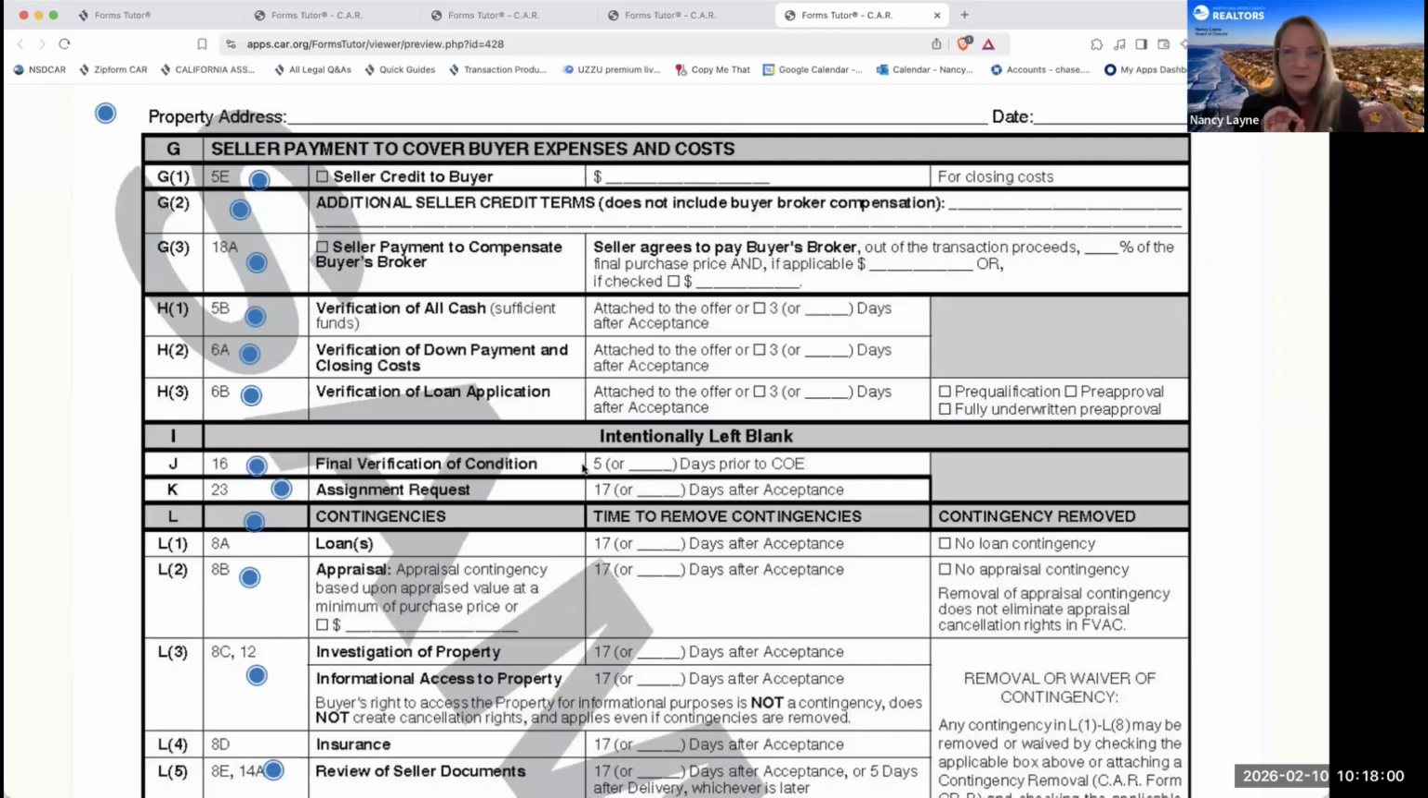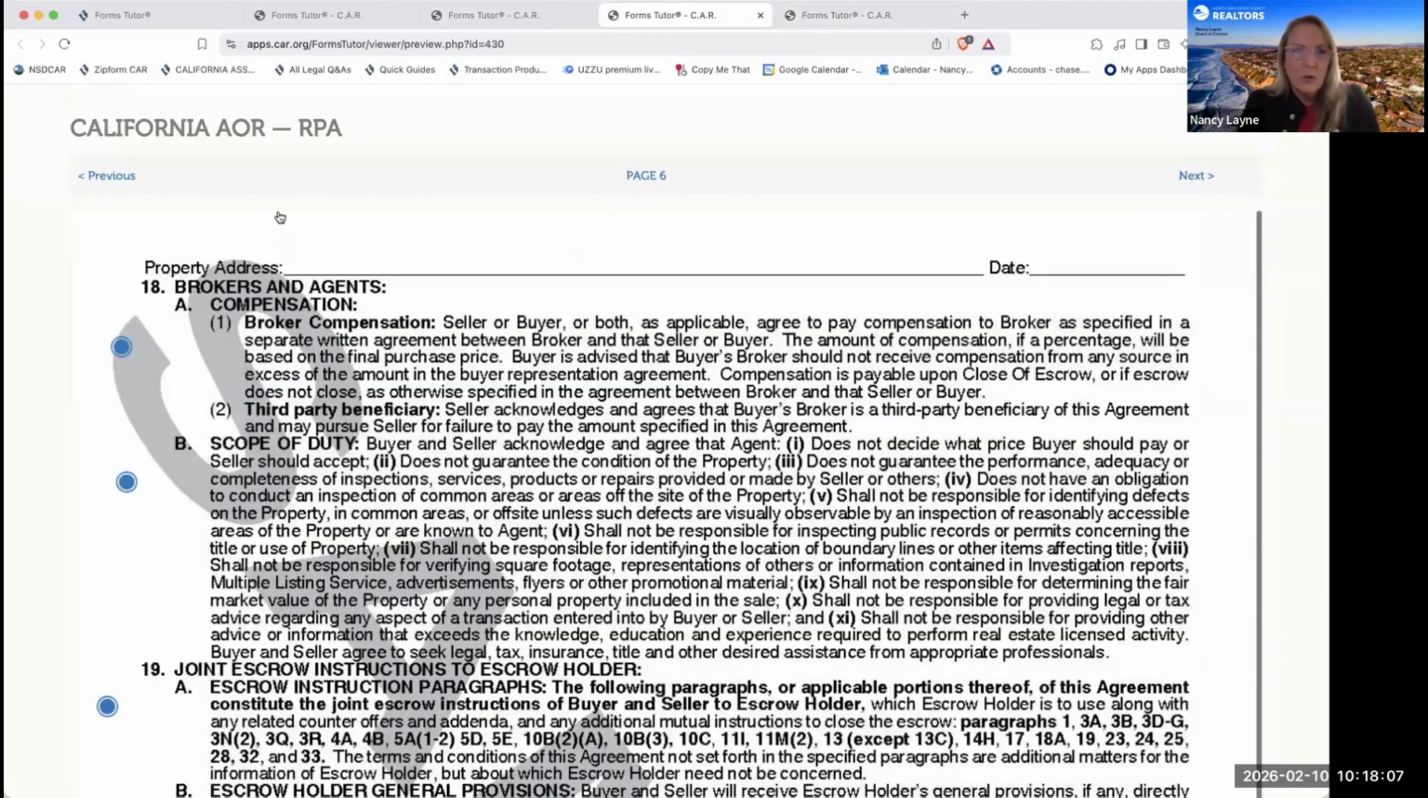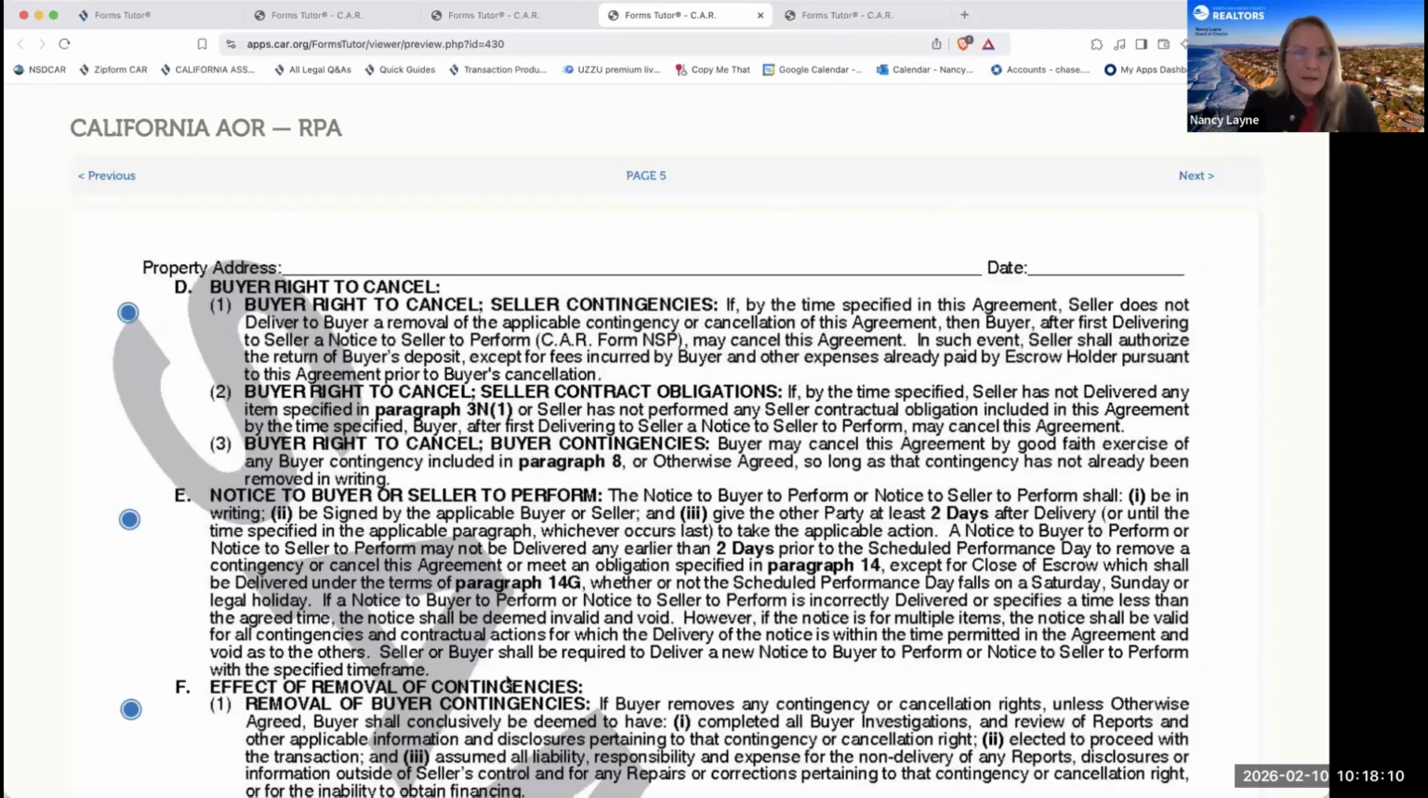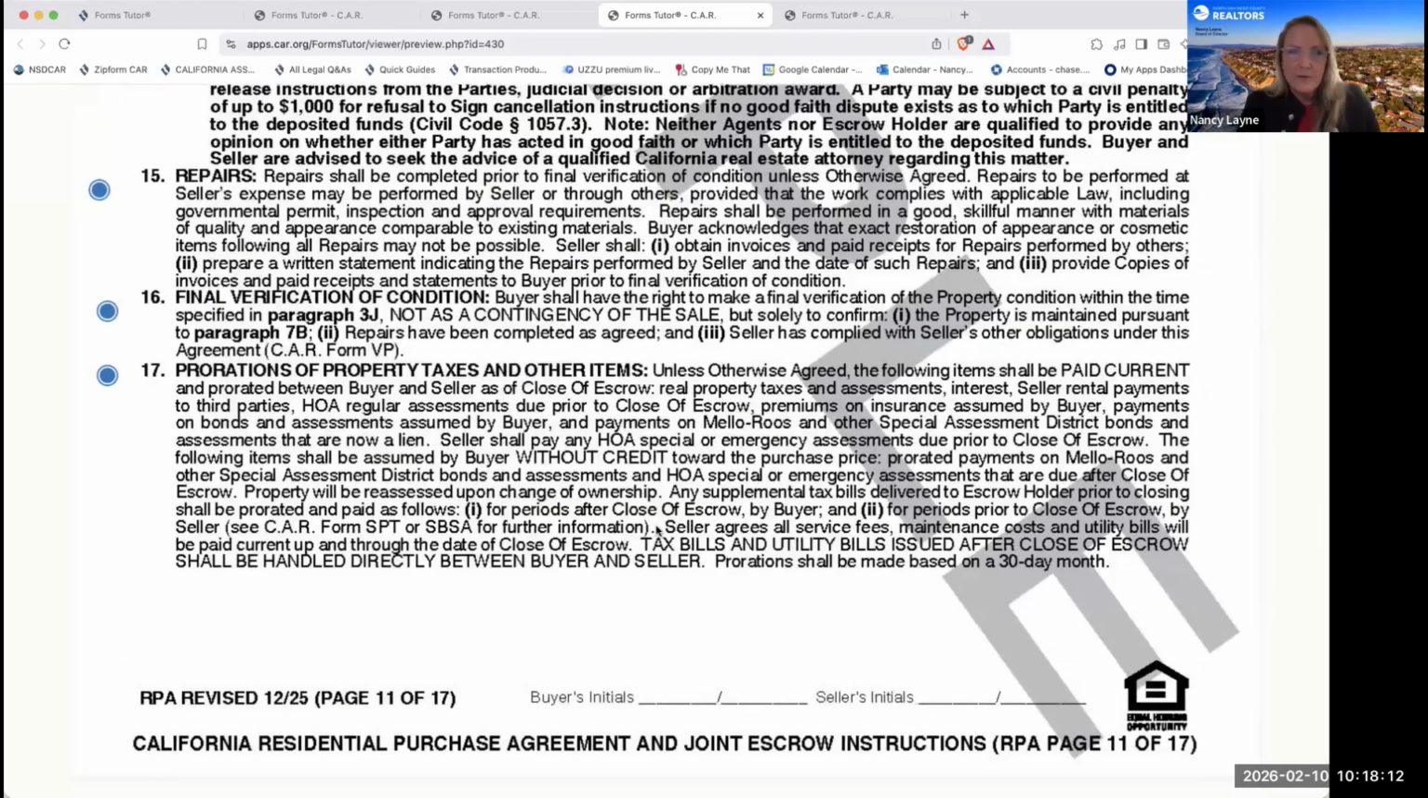And I'm going to take a second here on this one because it's one of the things that people misunderstand. So let me see if I can find 16. Here we go. Final verification.